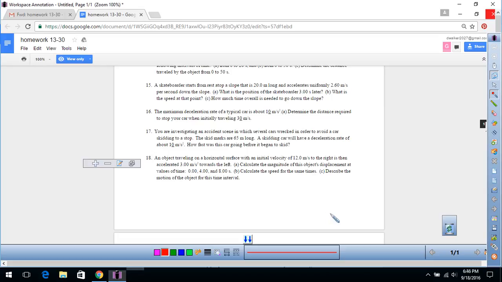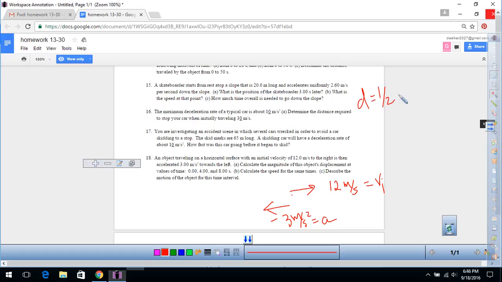Alright, 18 says an object traveling on a horizontal surface with an initial velocity of 12 meters per second, so it's headed that way at 12 meters per second, experiences acceleration, so I'm going to call that a negative 3 meters per second squared, is my A. This is my VI. Calculate the magnitude of the object's displacement at the values of 0, 4, and 8 seconds. Alright, so the magnitude of the object's displacement, D is equal to 1/2 AT squared plus VIT would work. And you'll have to pay attention to your positive or negative here because that'll be your displacement.